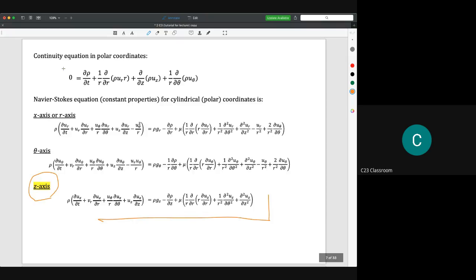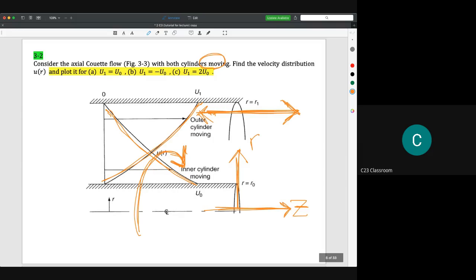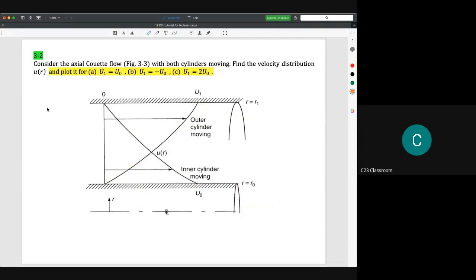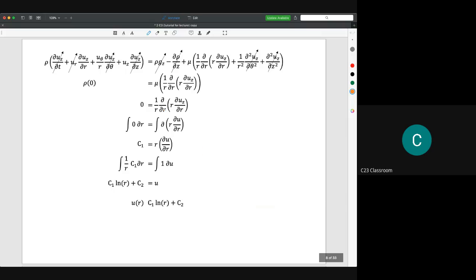So we have a cylinder like this, and the molecules will go only in this direction. They will not move up, down, and so on. If the molecules moved in three dimensions, there must be components in terms of z, in terms of r, and in terms of theta. But here, u_r is zero: the molecules are not moving in the r direction.